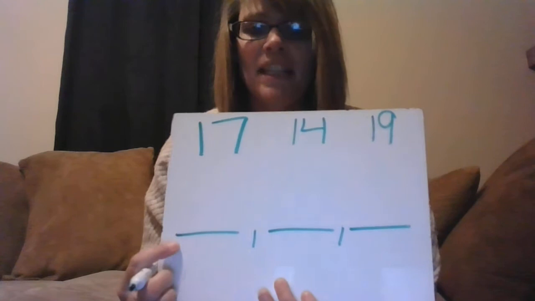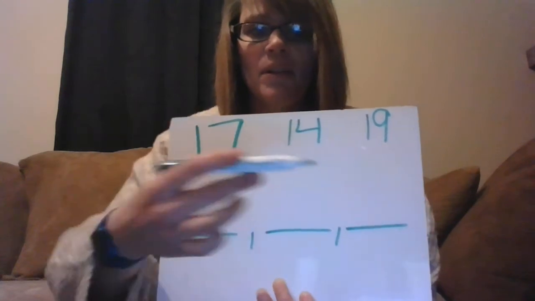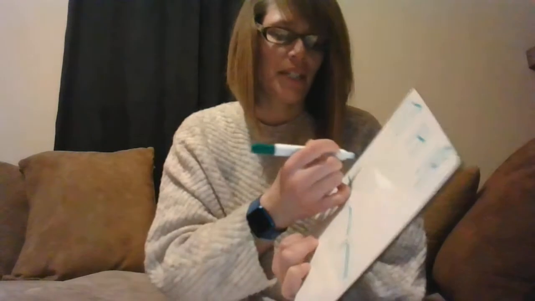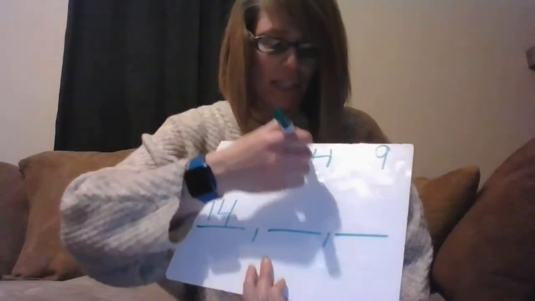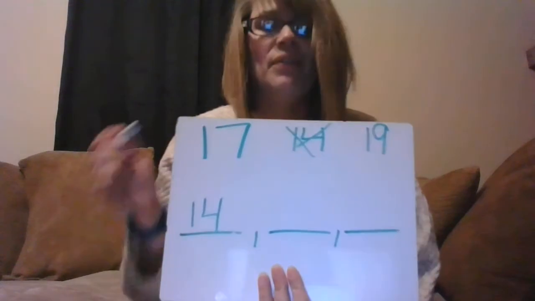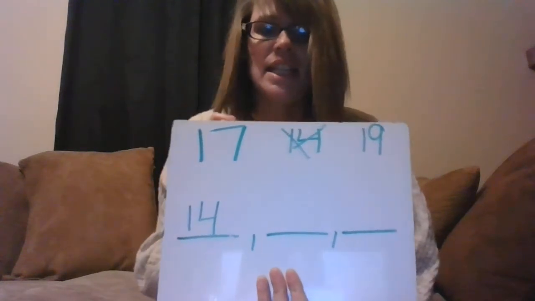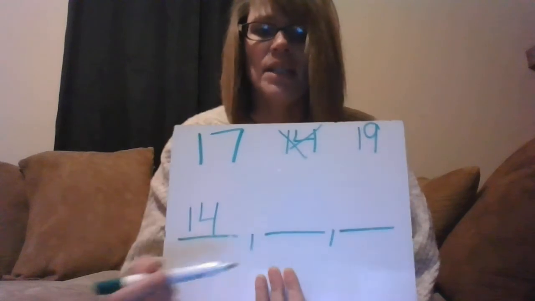So if I wanted to put my least number here, I want you to think about which one of these numbers is the least. Okay, so 14 is my least number. Okay, and I already used that number 14, so I can cross it off and I can forget about it for now. Okay, so now I've got two numbers left. I've got 17 and I've got 19. Which one of those numbers is going to come next?